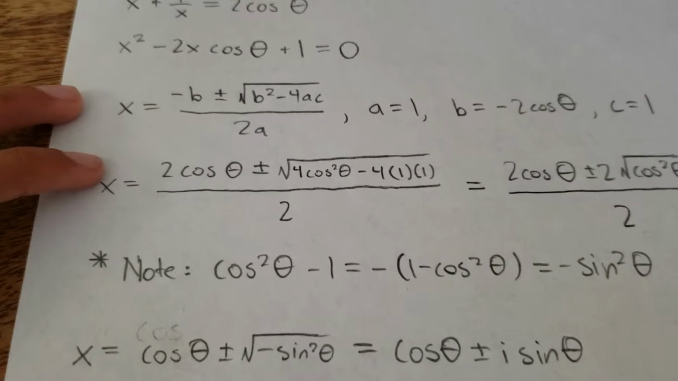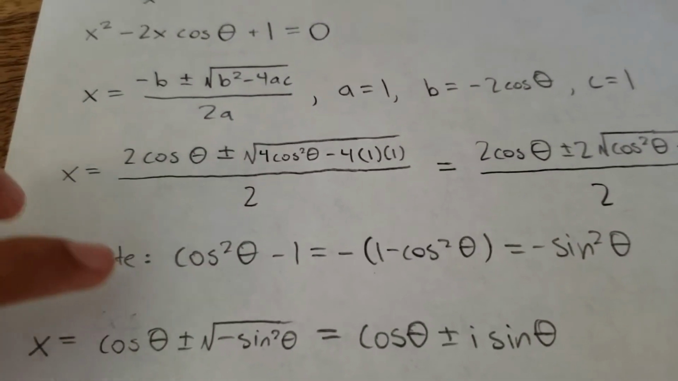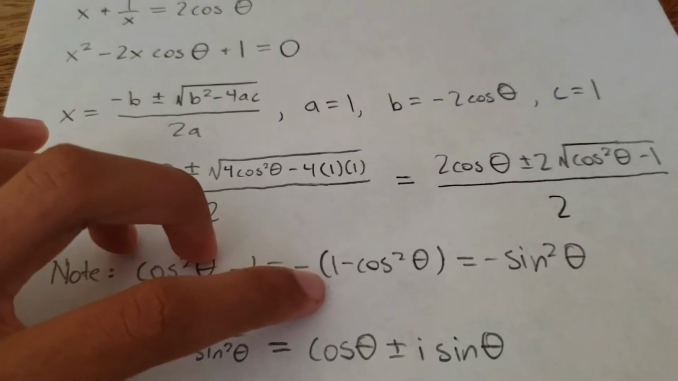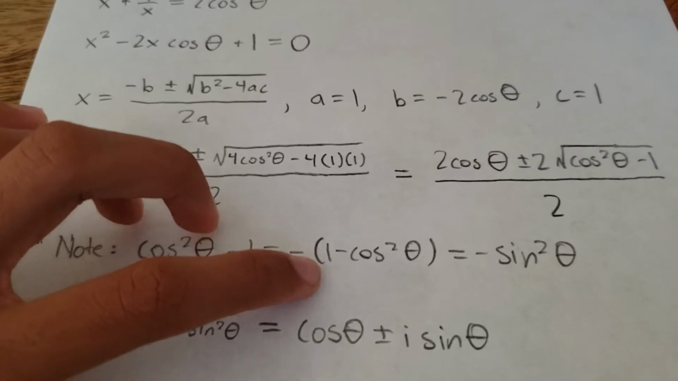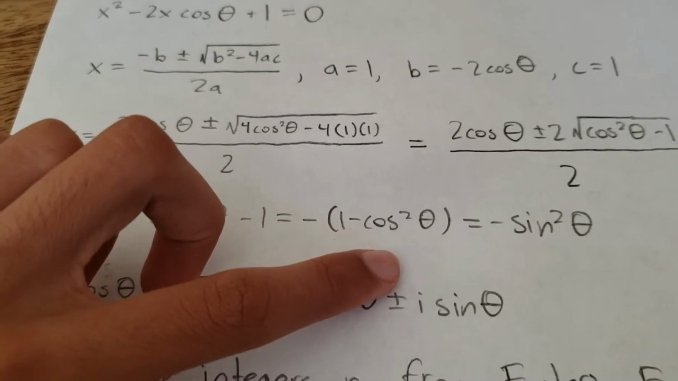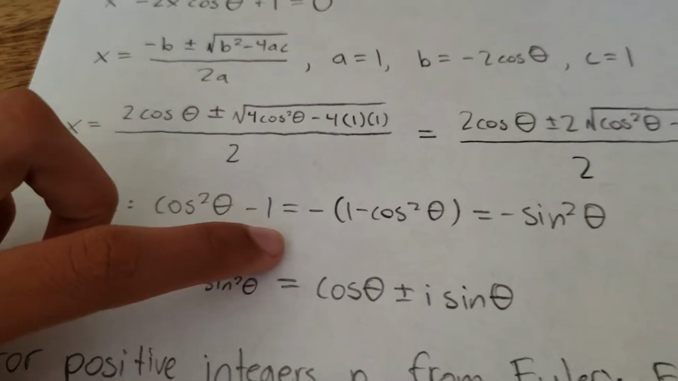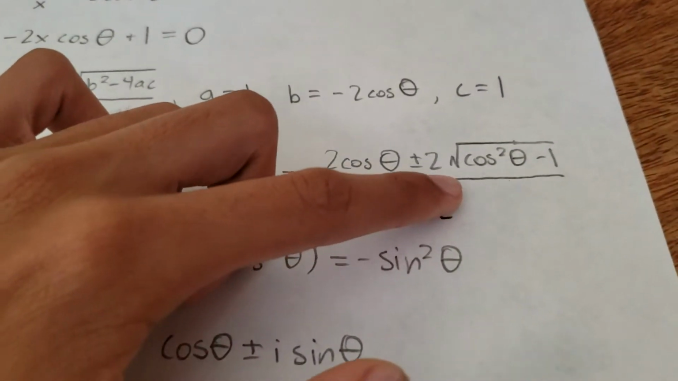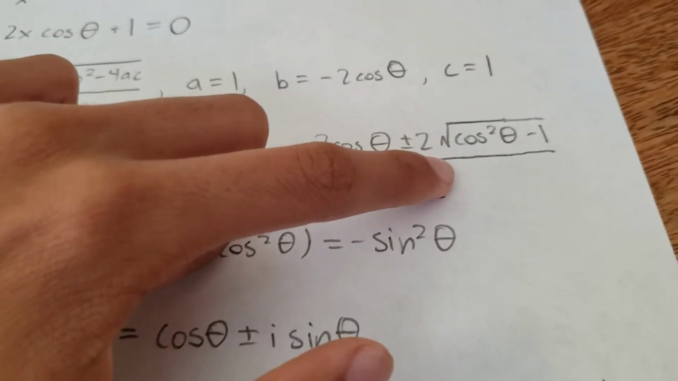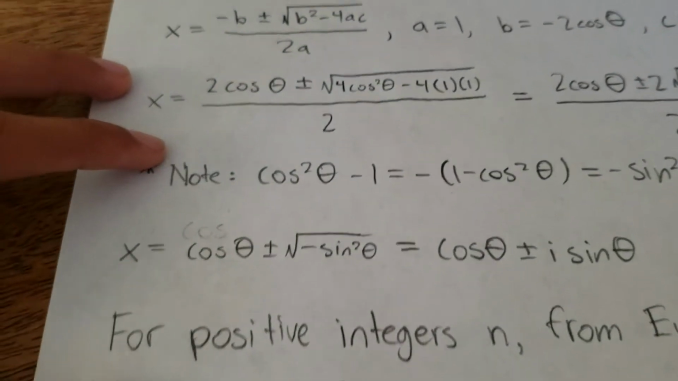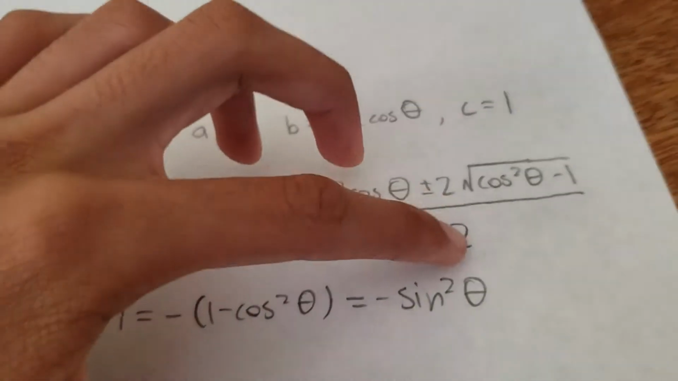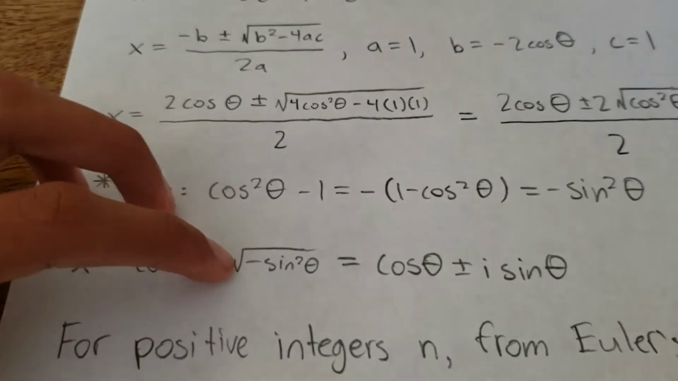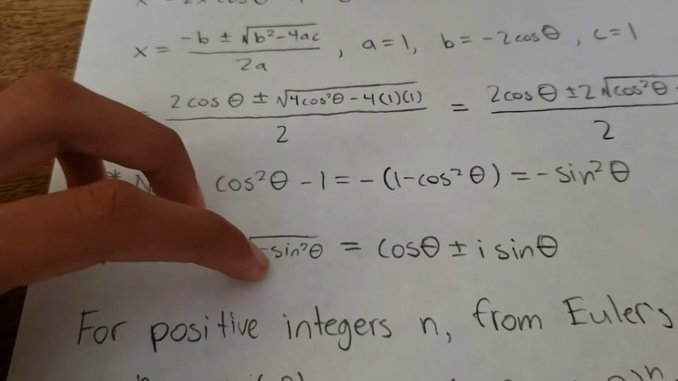And let's recall an important trig identity here. Cosine squared of theta minus 1 is the same thing as negative 1 minus cosine squared of theta. And remember, 1 minus cosine squared of theta is just sine squared of theta. So cosine squared of theta minus 1 is just negative sine squared of theta. That means what's inside the square root is the square root of negative sine squared of theta. So canceling out the 2's in the numerator and denominator, we have x is just cosine of theta plus or minus the square root of negative sine squared of theta.